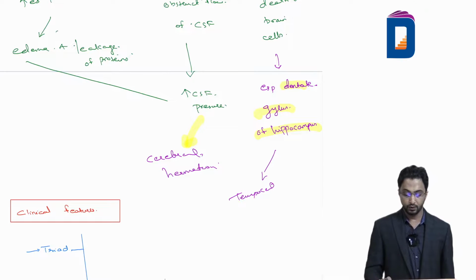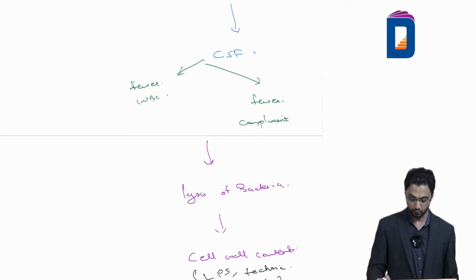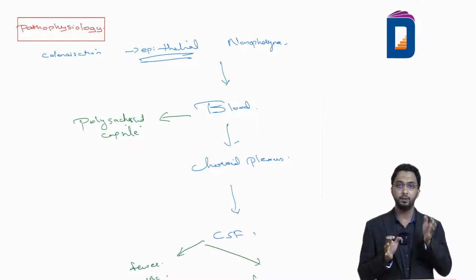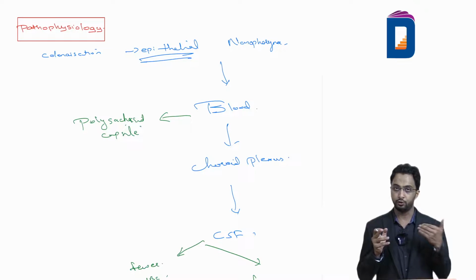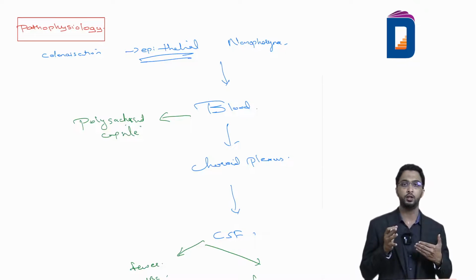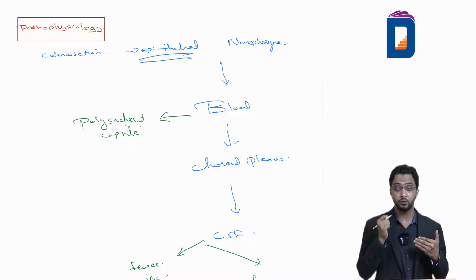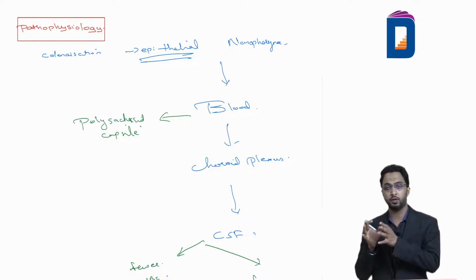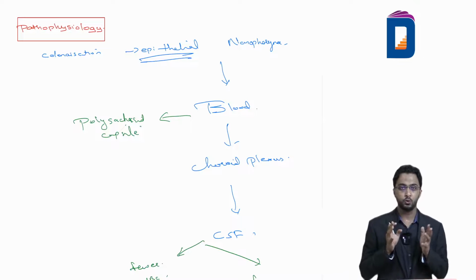So what did we see so far? Once again, a very quick review. The epithelial cells of the nasopharynx are colonized. It reaches the blood. There is a polysaccharide capsule, so it is not causing any problem. It reaches the choroid plexus, and from there it enters the CSF. Here also there is a problem: there are no or very few WBCs and very few complement factors, so the bacteria are not being phagocytosed.